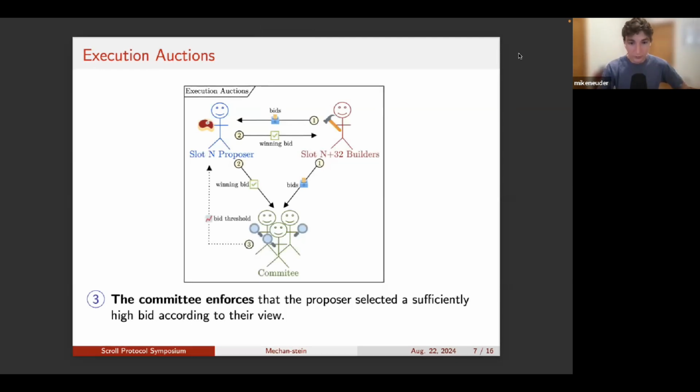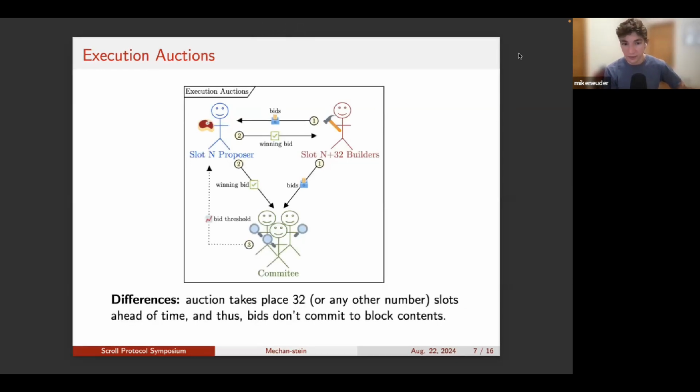So really, to double down on the differences, first, the auction takes place ahead of time. This 32 number is just a power of 2 that is used in the protocol a lot.